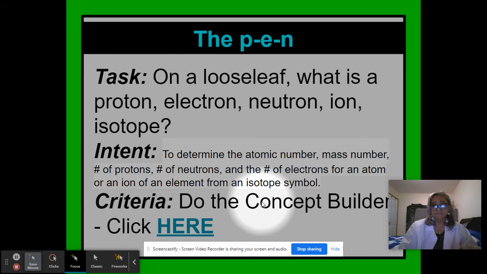So let's deal with the assignment at hand. Get the loose leaf and answer these questions after doing everything. What is a proton? What is an electron? What is a neutron? The idea of an ion and the idea of an isotope.